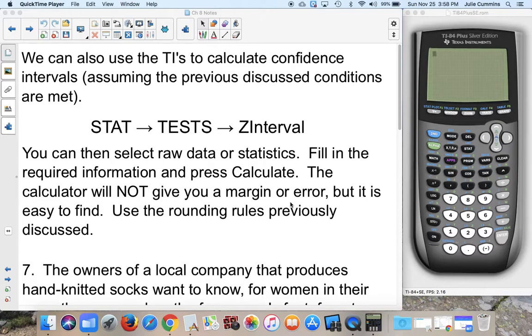You'll find this under the stat menu, and then you have to arrow over to tests and use Z interval. That's what we're working with. We'll do one in a minute. From there, you can either pick if you're working with raw data or statistics, fill in information, and press calculate.